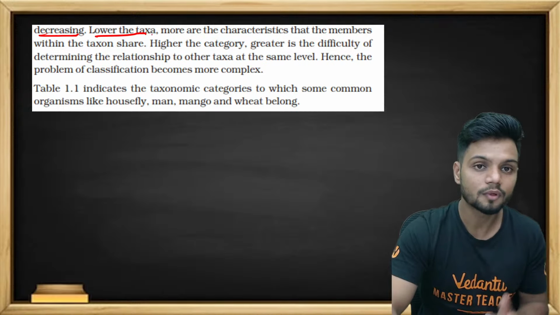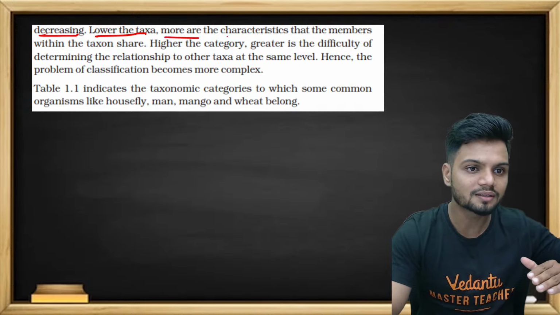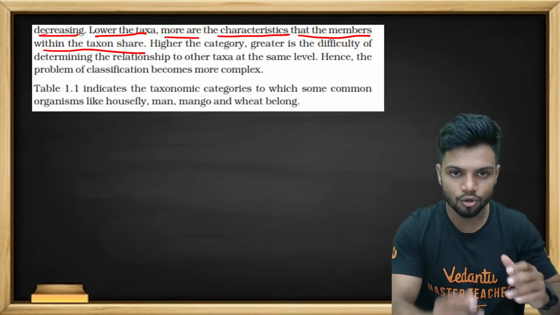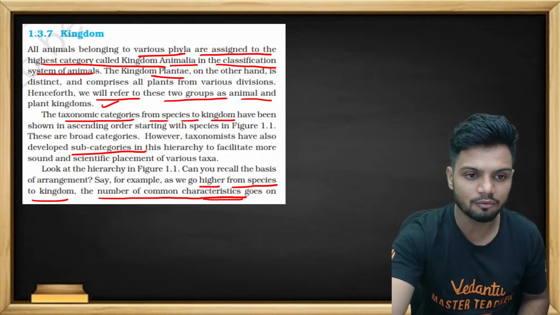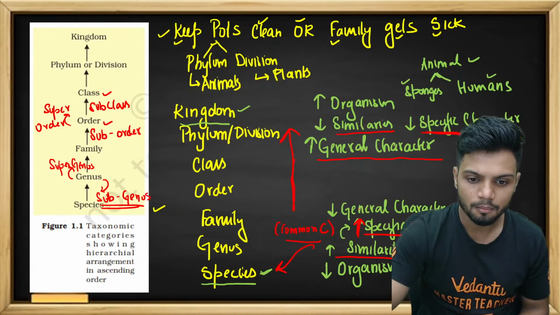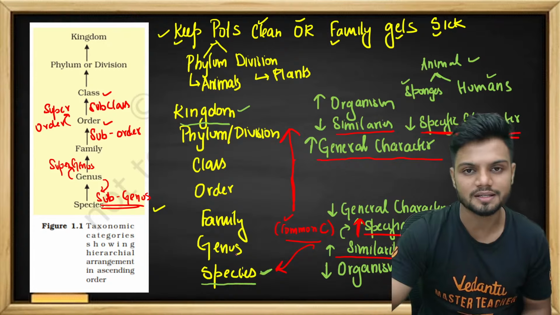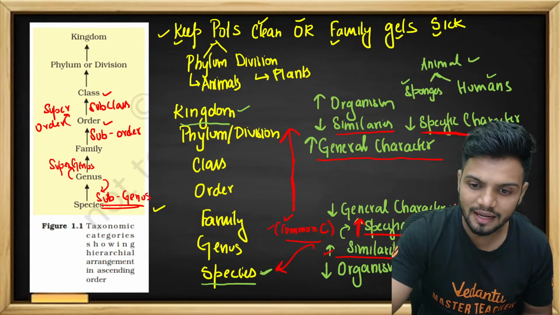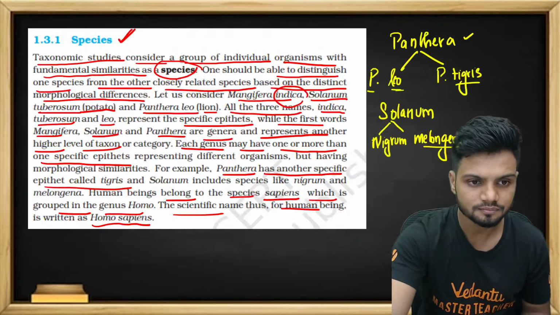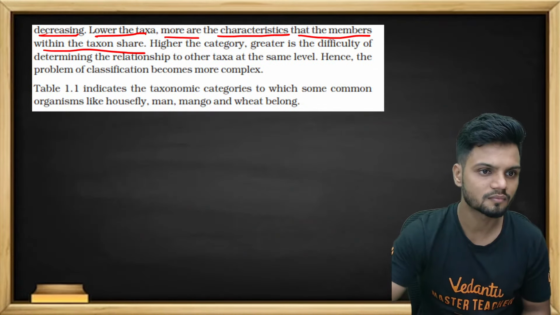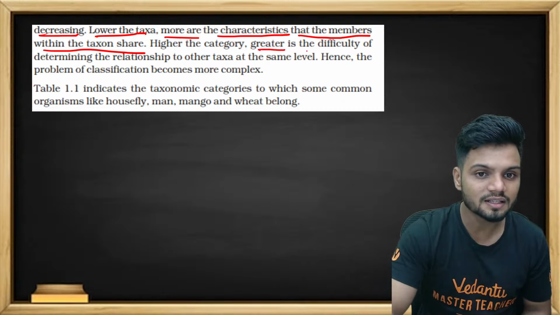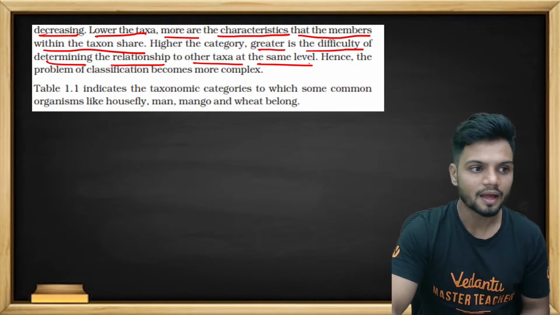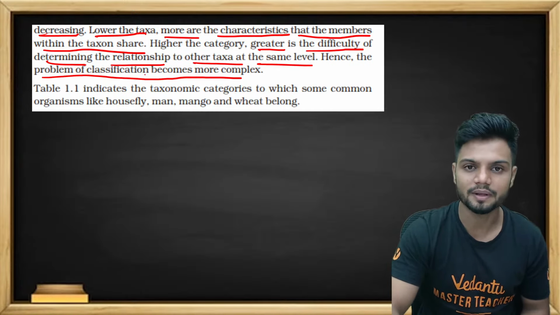The lower the taxa, the more characters the members within the taxa share. So what will the lower form have? The lower form will have more similarities, more common characters, but general characters will be less. Okay. The higher the category, the greater is the difficulty of determining the relationship to another taxon at the same level. Hence, the problem of classification becomes more complex.